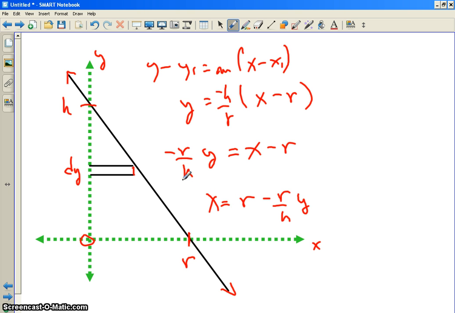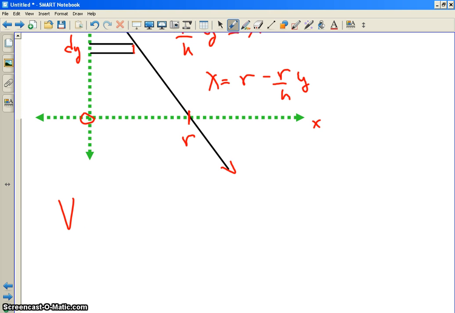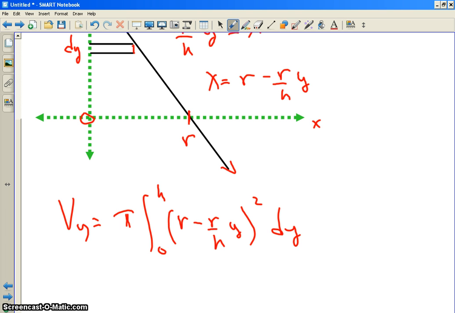Now, that x value isn't at the radius of rotation, right? So let's set up a disk problem. Okay, the volume about the y-axis is going to be, how do you set it up? Pi, the integral from 0 to h of r minus r over h times y squared dy. Okay, now we can square this. That's just a FOIL problem. That's not too bad. That's like the previous example. So let's do it. Let me get some room here.